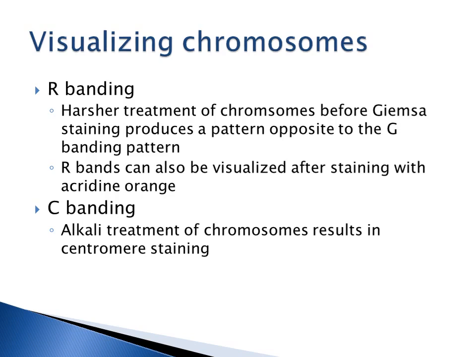There are also R bands and C bands. So R banding, you would do a very harsh treatment of your chromosome before you do your Giemsa stain, which produces a pattern opposite to the G banding pattern. R bands can be visualized after staining with acridine orange. C banding, you would do an alkali treatment of your chromosome, and this is going to result in staining of the centromere.